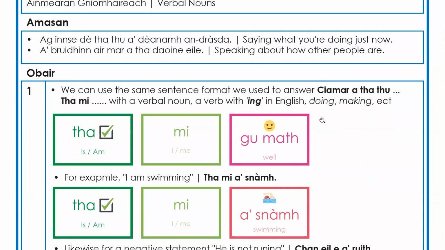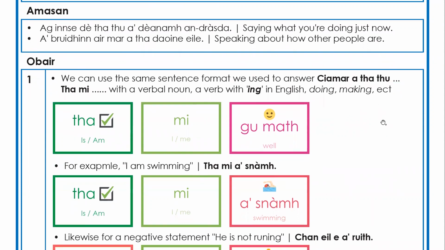So we can use the same sentence format we used to answer cimid a ha u, ha mi, and we saw ha mi gema in the first lesson, with a verbal noun. And a verbal noun is a verb in English with an ing ending, so doing, making, thinking, speaking, these type of things are what we call verbal nouns.